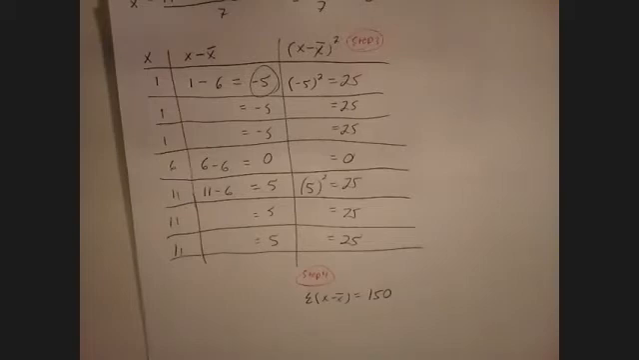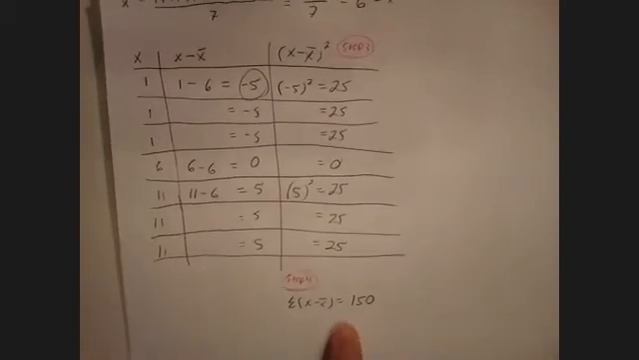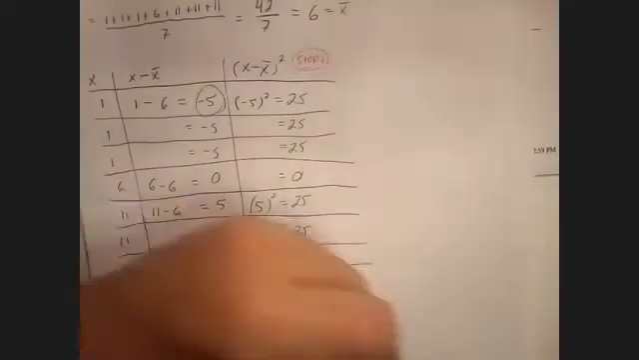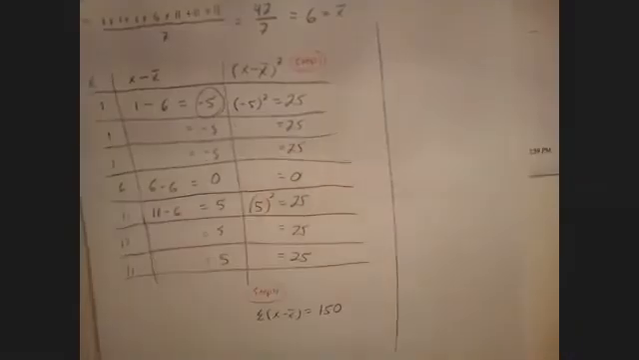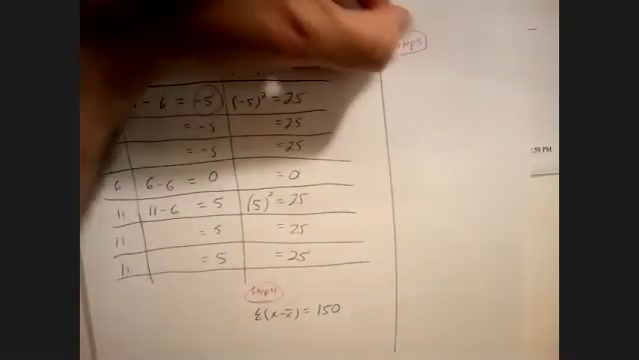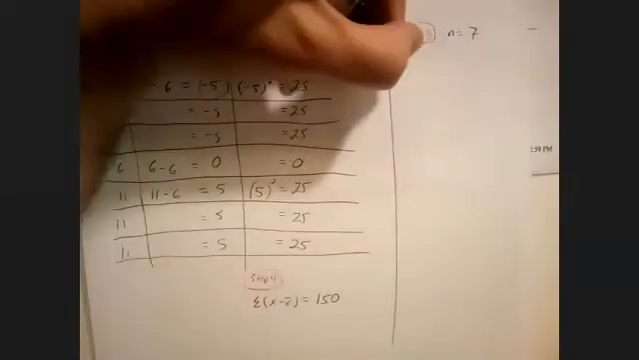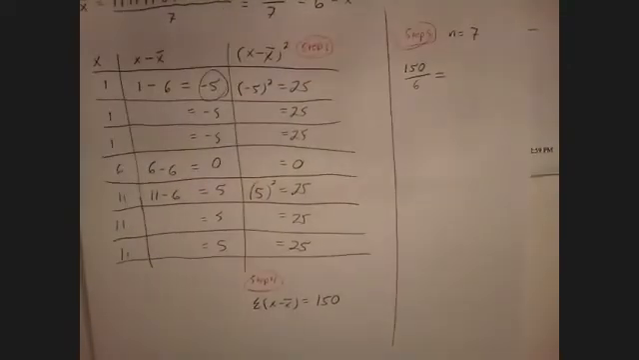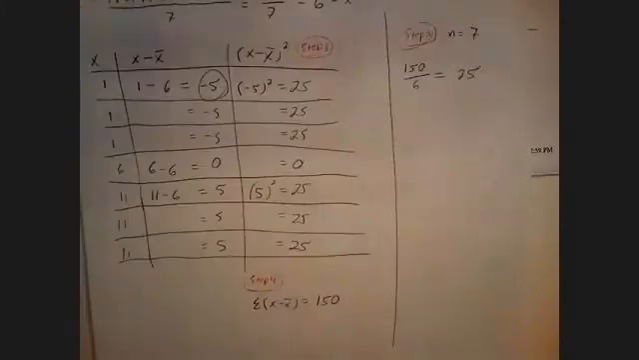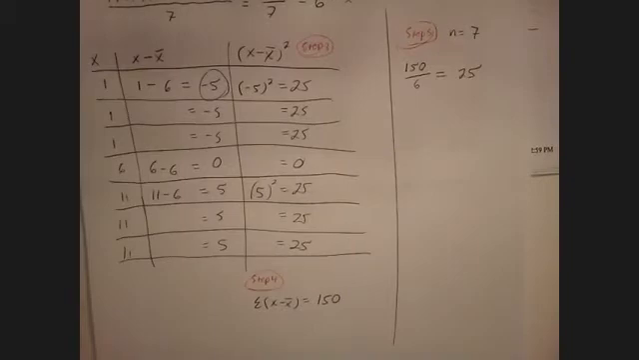All right. That was step 4. Step 5, I need to take this number and divide it by n minus 1. Okay. So I'm going to do step 5. By the way, here n is 7. So 150 over 6, 25. That makes sense because I had 6 of them. And now I take the square root of that, and that's it.